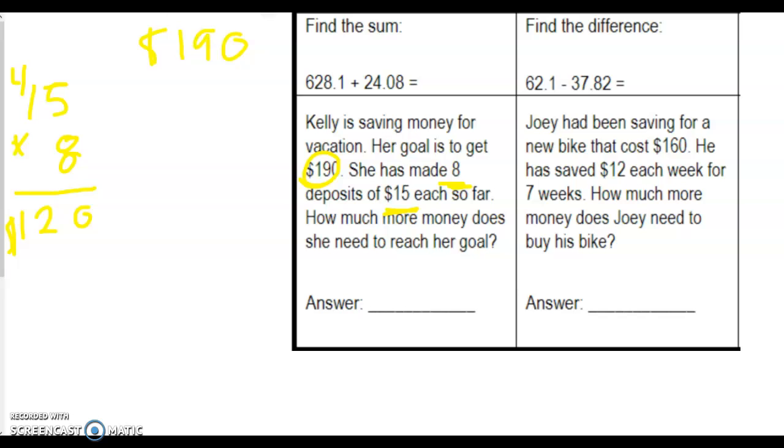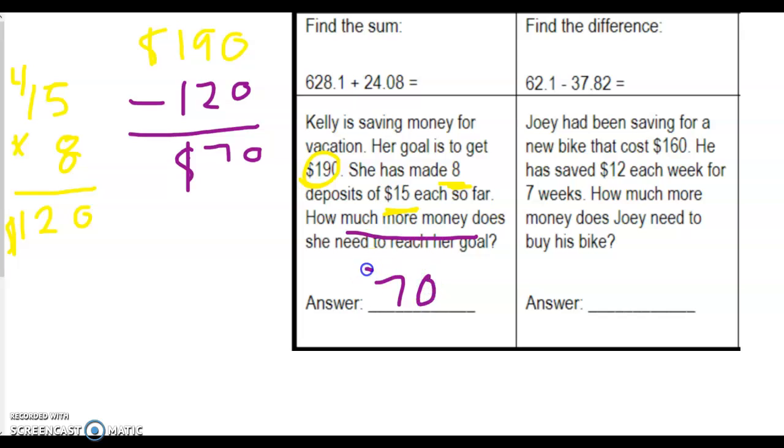Okay, so if she's saved $120, let's see if I can move this around. Perfect. Okay, if she's saved $120 and she is trying to find how much more money she needs to reach her goal, what am I going to do? Right, I'm going to subtract. So I have 120 taken away from 190. 0 minus 0 is 0. 9 minus 2 is 7. And 1 minus 1 is 0. So how much more money does she need to reach her goal? 70 what? Dollars.